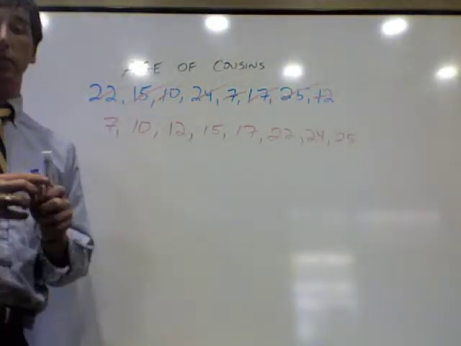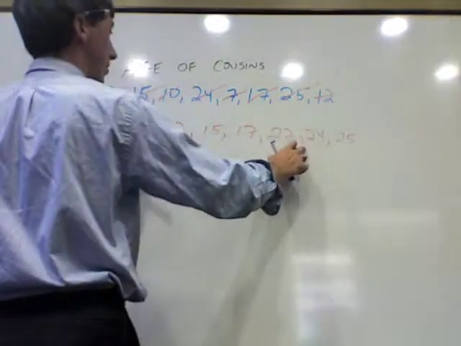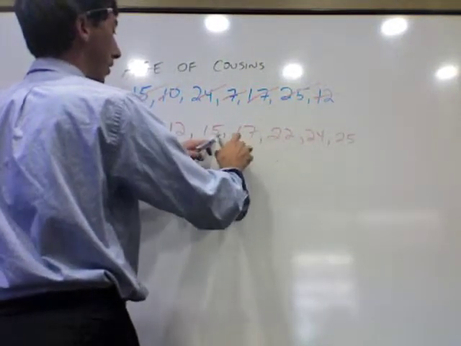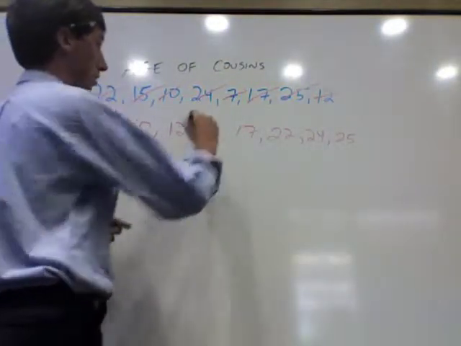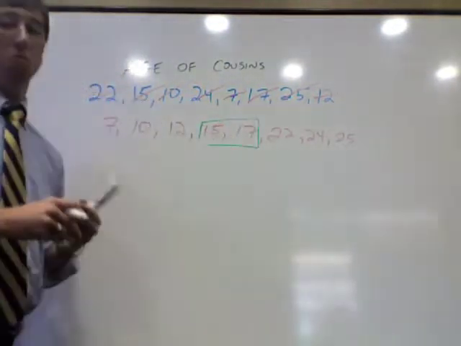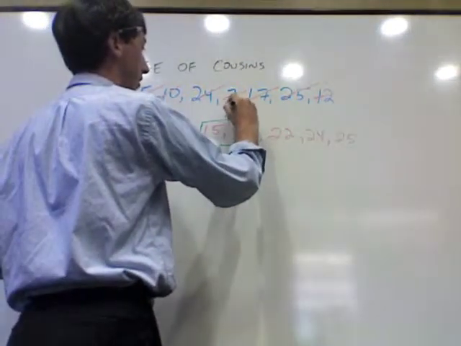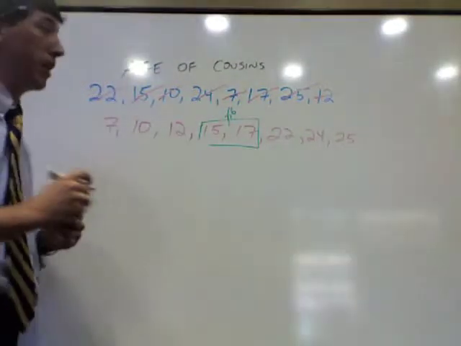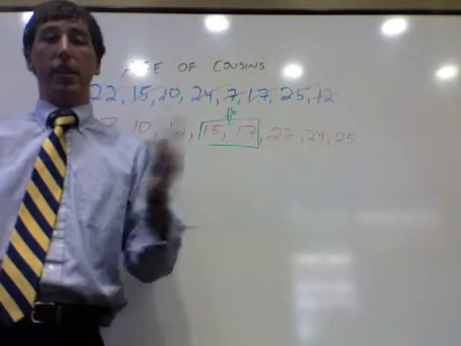In order to find the median, I obviously look towards the middle. Starting from the outside, I see that I have 2 numbers in the middle, 15 and 17. The median of 15 and 17 would be 16. So 16 is my median. The median divides my data set in half.